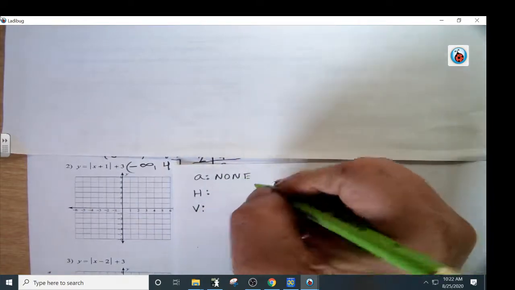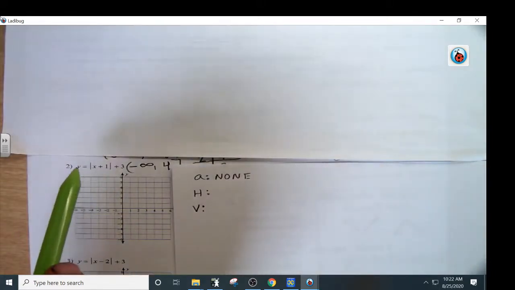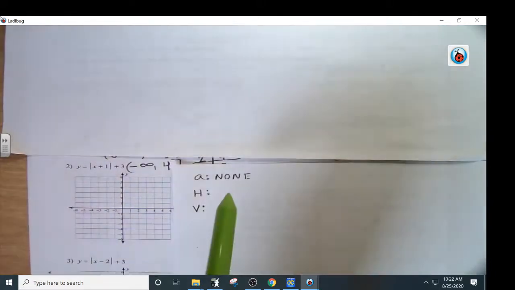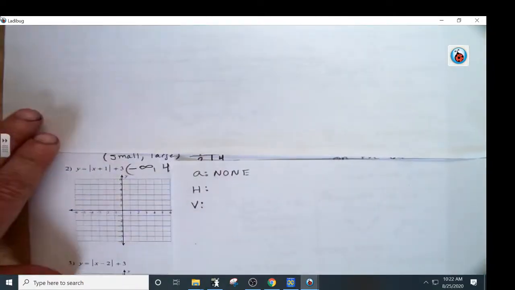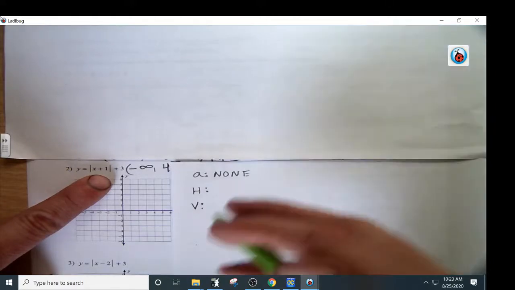You would just put none. Because guys, remember, if the absolute value is greater than 1, it stretches. If it's a fraction between 0 and 1, it compresses. Notice that 1 is not either one of those. Also, it's not negative, so it doesn't open down, reflect down. Now, the horizontal part, guys, remember, is the inside of the absolute value. What did y'all get for the horizontal movement?